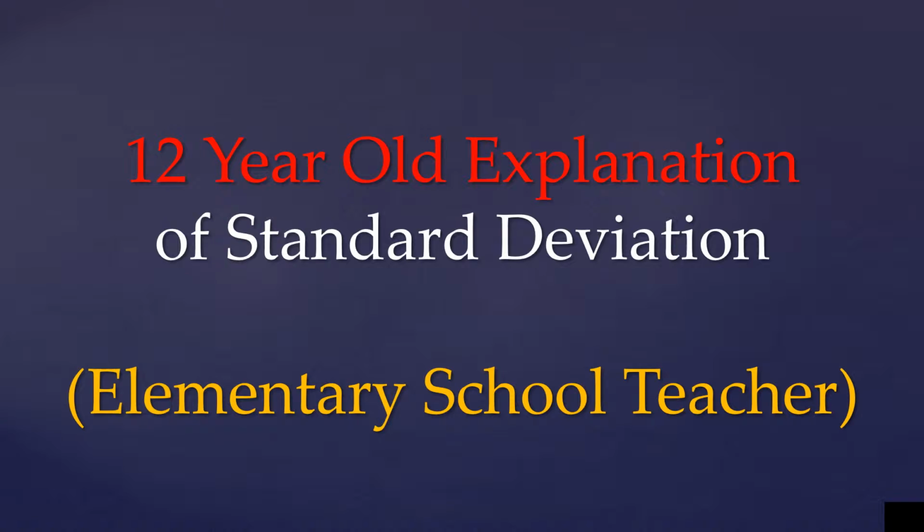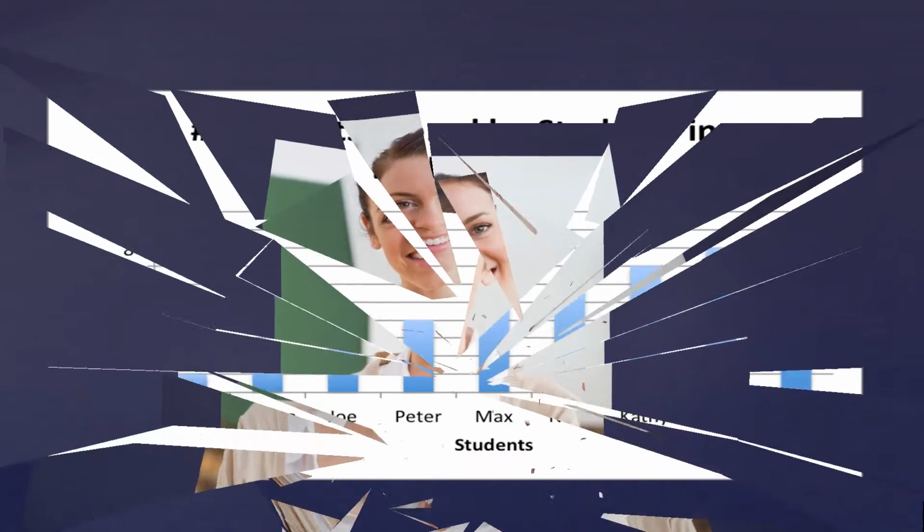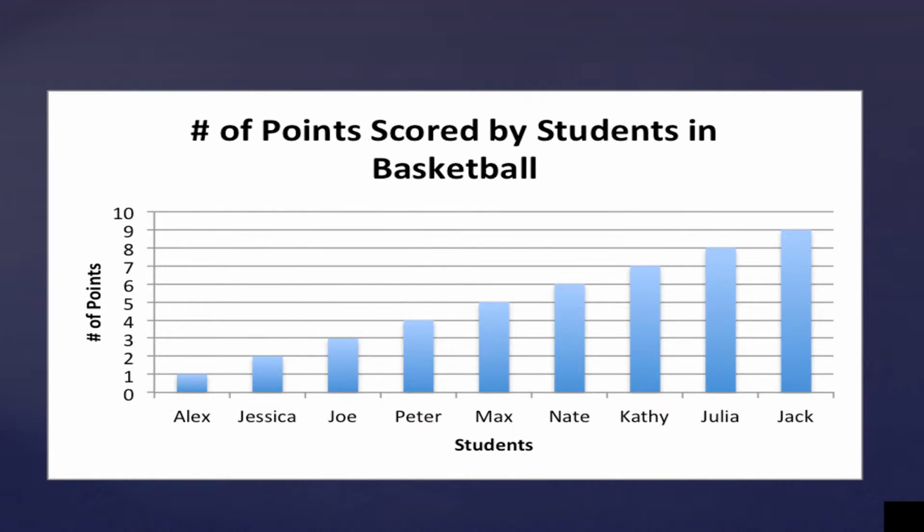Twelve-year-old explanation of standard deviation. This concept will be explained by an elementary school teacher to 12-year-old children through a lesson. Good morning, boys and girls. Today, we are going to be focusing on a math problem that uses a bar graph to record the number of successful basketball shots made per student. By looking at this bar graph, who can tell me what is the average points scored by the students?